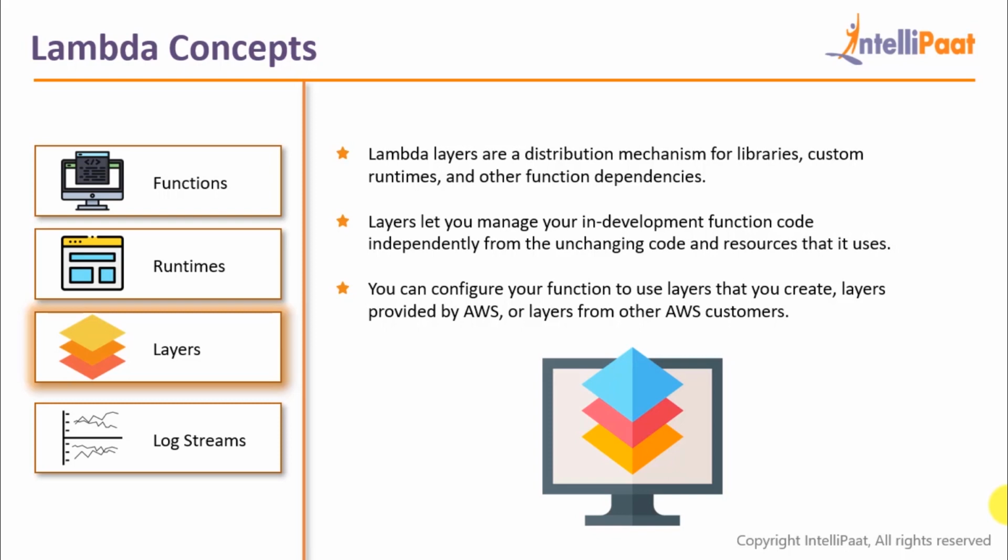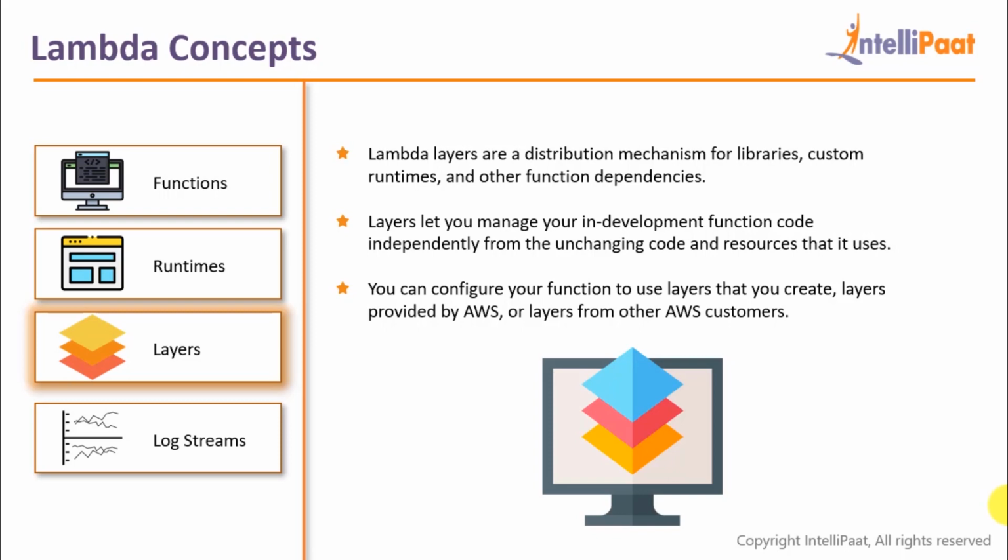For example, if your code needs a particular library for uploading information to an Excel sheet or a CSV file, what you do is upload that particular library to a layer and keep it in order, so that your code chooses the appropriate layer and gets the libraries. Layers also let you manage the in-development function code independently from the unchanged code, so you don't need to change your code or resources that use it.